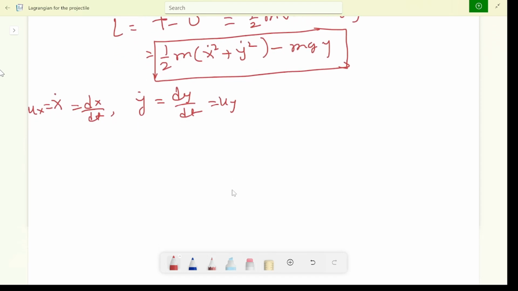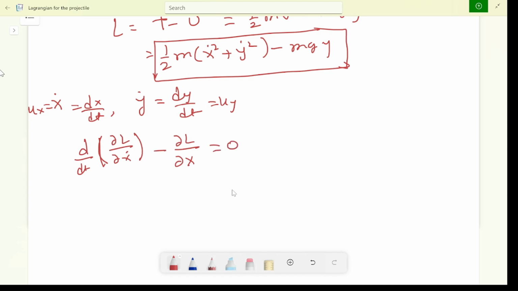All we have to do is put this Lagrangian in the Euler-Lagrange equation and get our equations of motion. But notice, since our projectile has 2 degrees of freedom, we'll have to solve 2 different Euler-Lagrange equations in order to get the equations of motion, right? So the first Euler-Lagrange equation is going to be d by dt of del L by del x dot minus del L by del x is equal to 0.